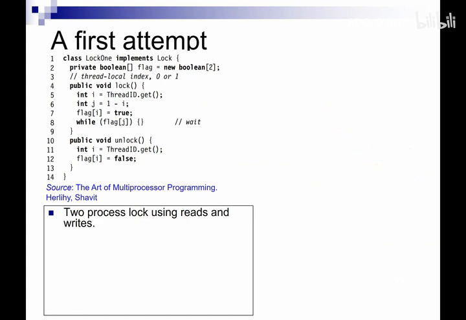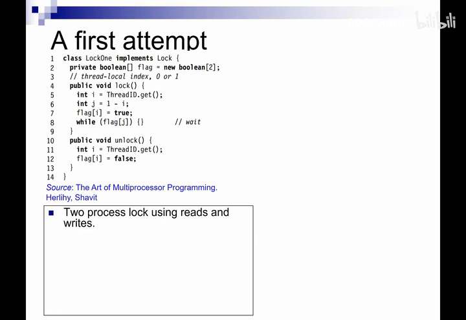Okay, so now we know what mutual exclusion is. Now let's try to implement mutual exclusion. We're going to start with a simple example. In fact, this algorithm does not even work correctly, but it illustrates the basic concept, and then we can modify this a bit to have a correct algorithm.